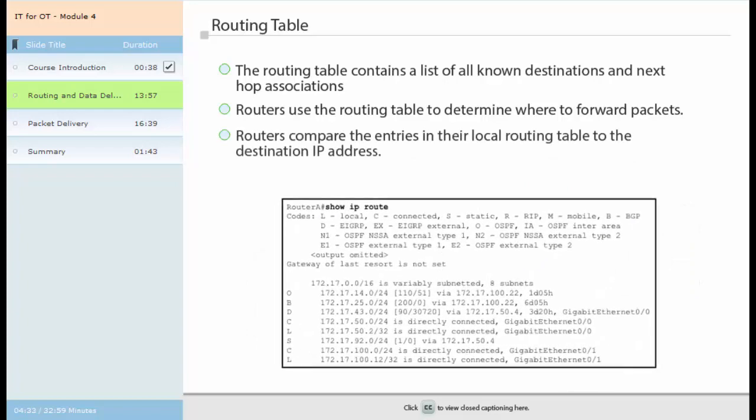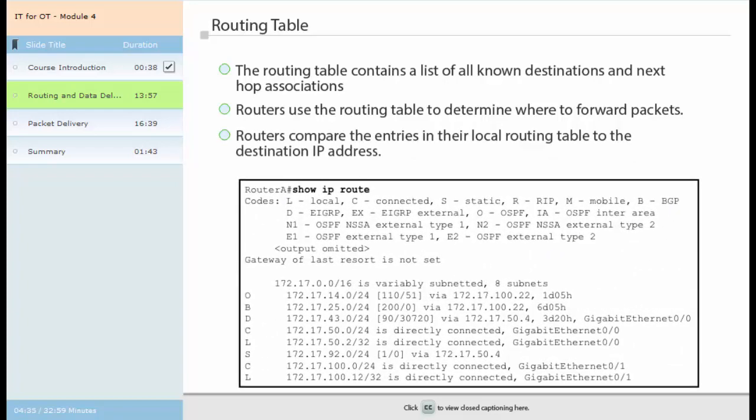When a router receives an incoming packet, the router uses the destination address and searches the routing table to find the best path. If the router receives a packet with a destination address on the 172.17.14.0 network, it must forward the packet to the interface attached to the 172.17.100.0 network for forwarding onward towards its destination beyond that network. If no entry can be found, the router discards the packet.